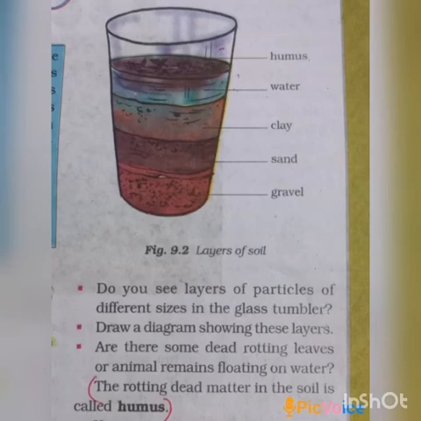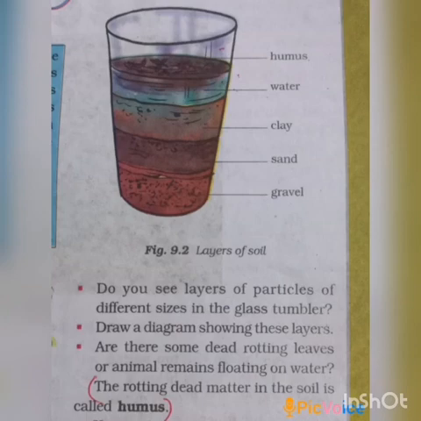And this word humus is new to you, isn't it, ma? What do you mean by humus? Are there some dead rotting leaves or animal remains floating on water? Can you see the floating particles? That means the rotting dead matter, that means leaves or animal remains floating in water. This is called humus. What do you mean by humus, children? The rotting dead matter in the soil is called humus.